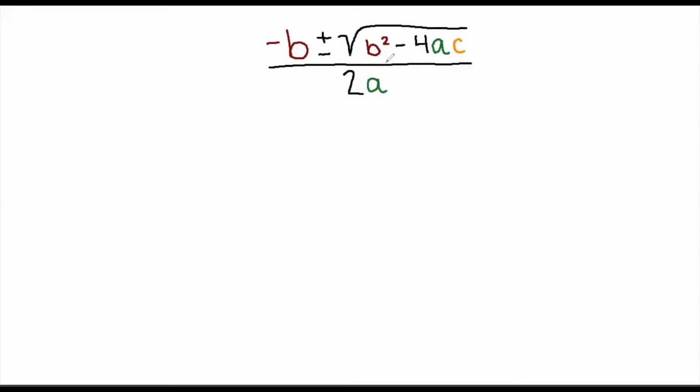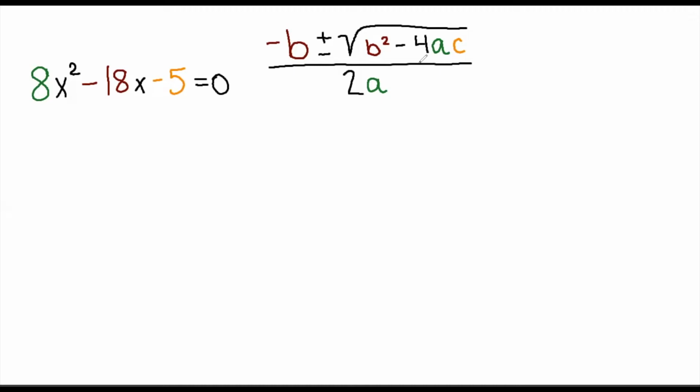Today, I will be explaining the factoring and formula methods of solving quadratic equations. So here you can see the quadratic formula to solve your quadratic equation. The equation that we're going to be using today will be 8x squared minus 18x minus 5 equals 0.